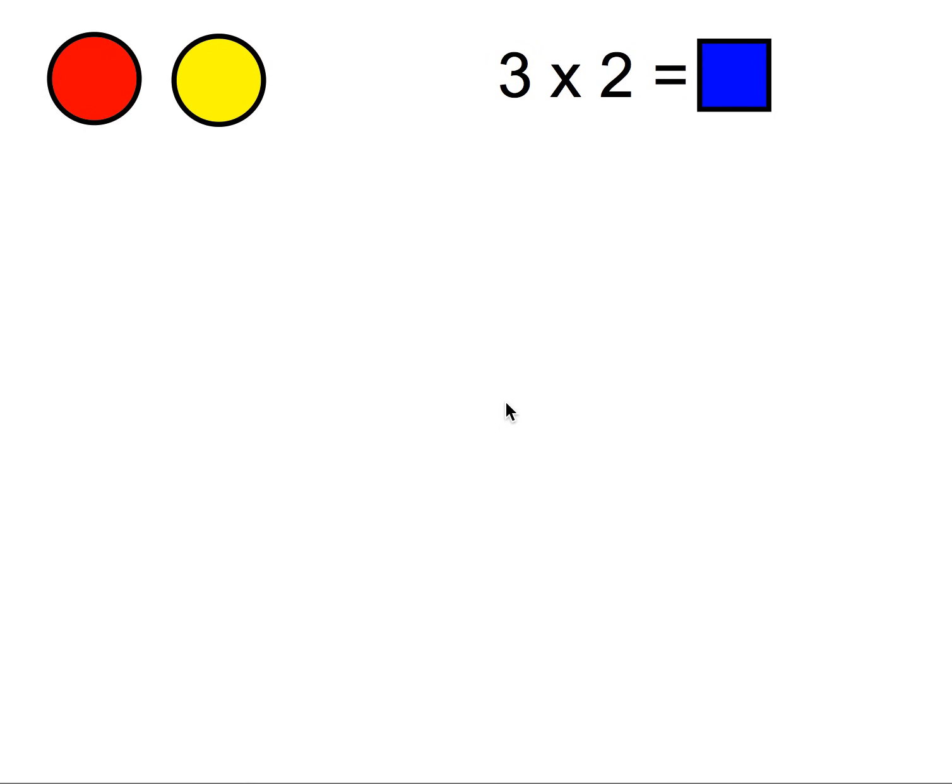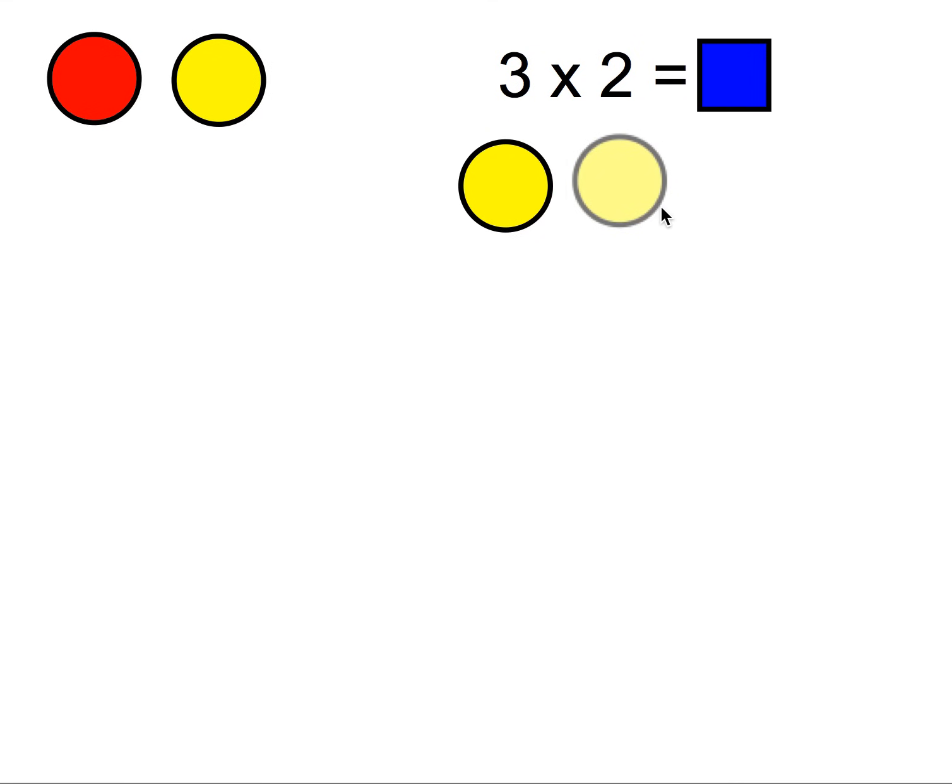We're going to use counters to look at multiplying integers. So we're going to use counters to look at multiplying positives and negatives. We see 3 times 2. That's showing us that we need 3 groups of 2. So let's show that using the yellow counters.